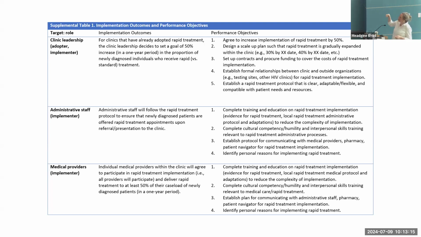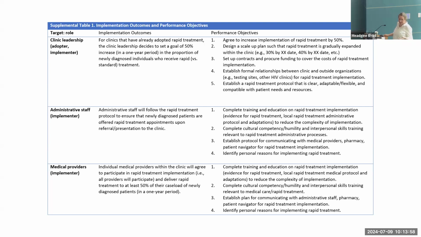So I'm hoping that they can benefit all of you. In our case, we were trying to implement rapid treatment. And so you can see that we have 3 different roles listed here. We want clinic leadership to do something, we want administrative staff to do something, and we want medical providers to do something. In the second column, we have our implementation outcomes. Those are the overall thing that we want each of those roles to do. So just looking at that first example, for the clinic leadership one, for clinics that have already adopted rapid treatment, the clinic leadership decides to set a goal of 50% increase in a 1-year period in the proportion of newly diagnosed individuals who receive rapid versus standard treatment.